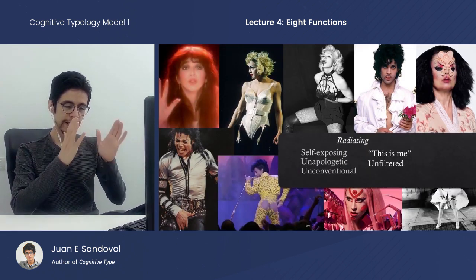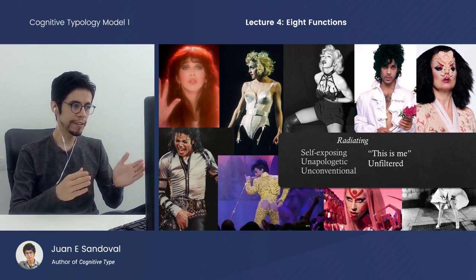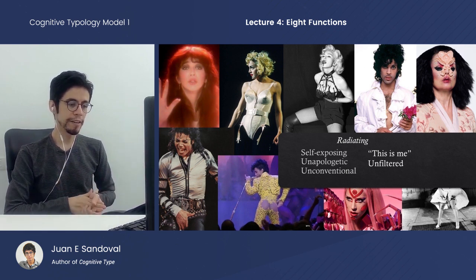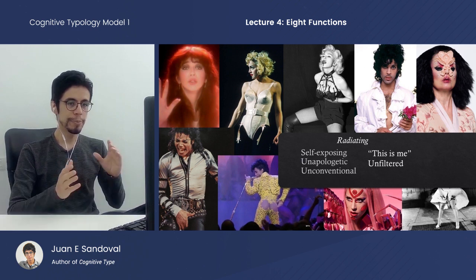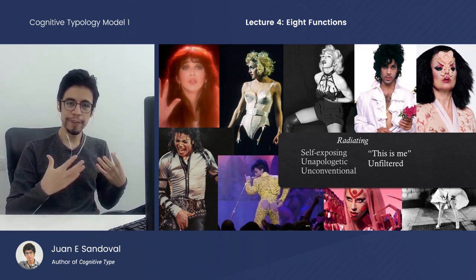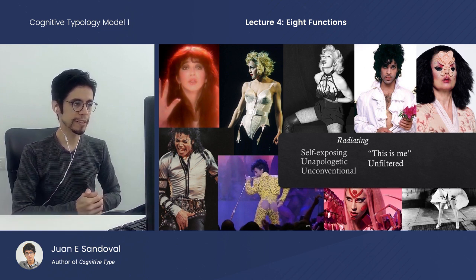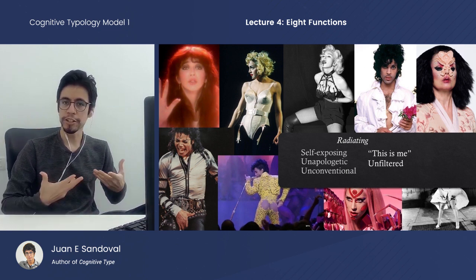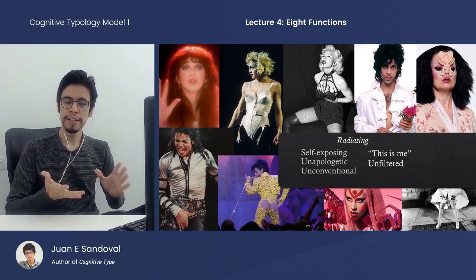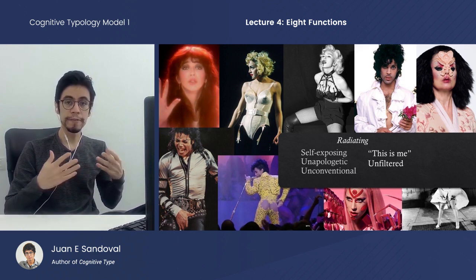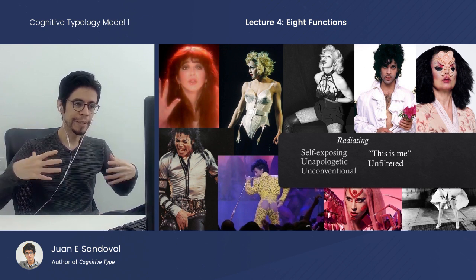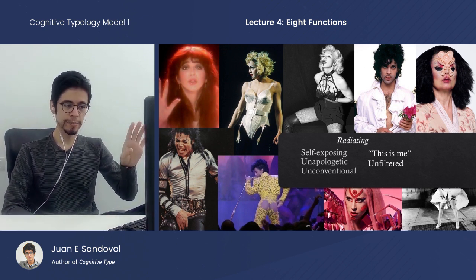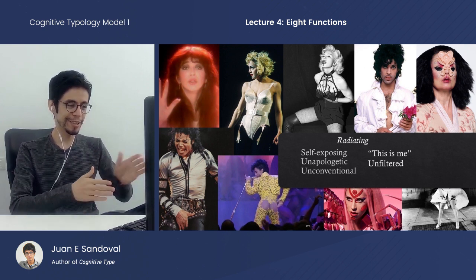So here is a collage of some of them. You have here Madonna, Prince, Michael Jackson, Lady Gaga, Marilyn Monroe, Bjork, Kate Bush. Some phrases that capture what's common among all these individuals are that they're very self-exposing, very unapologetic, also very unconventional, and very unfiltered, and they have a very "this is me" expression to themselves. So for example, Madonna is known for her very sexually explicit displays, and Prince also here is giving a sexual display.